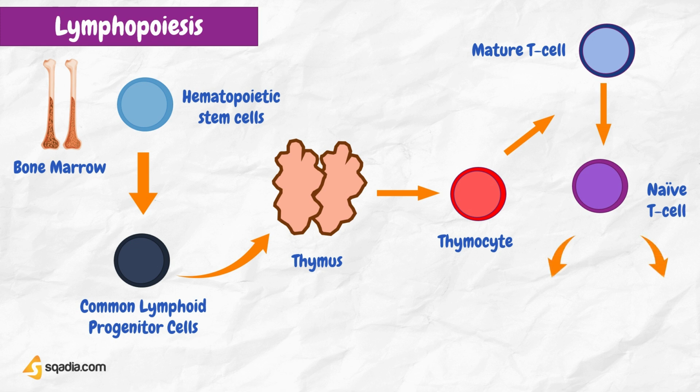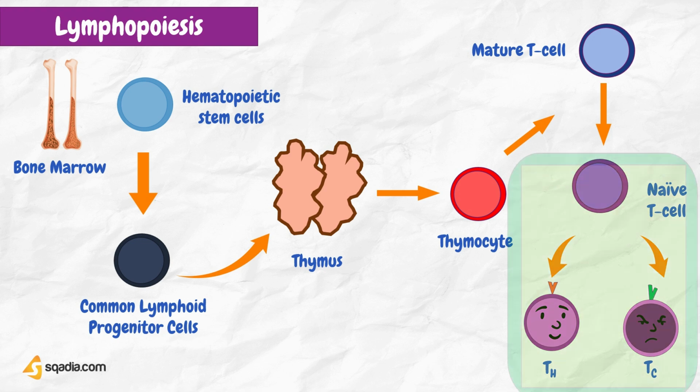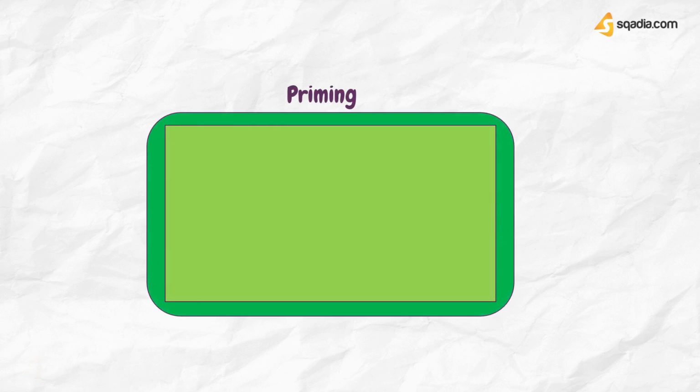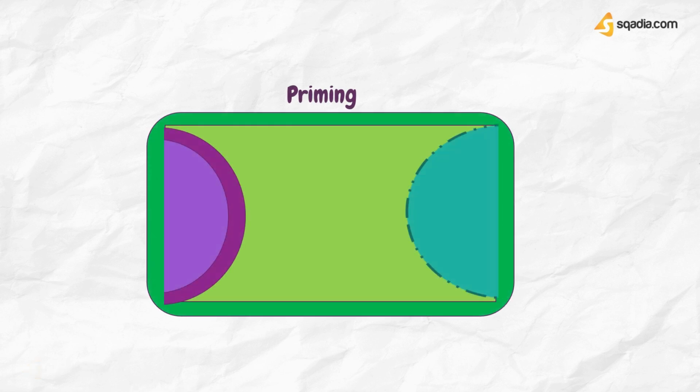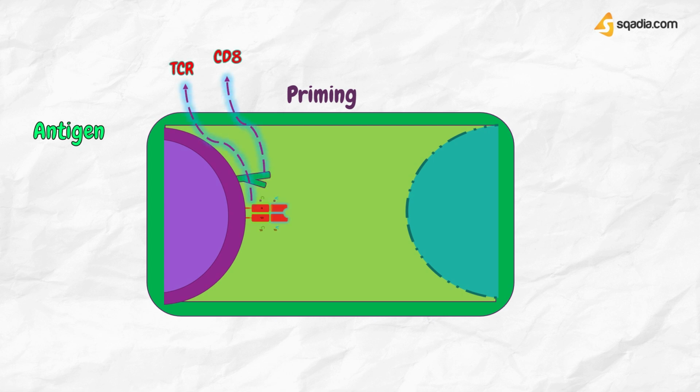The naive T cell undergoes a process called priming to change into effector T cells once it encounters an antigen in the lymph node. Priming is based on two types of signals, antigen binding and co-stimulation. The antigen is normally presented on the MHC molecule of an antigen-presenting cell, such as a macrophage or a dendritic cell. It binds with the T cell receptor via an epitope.